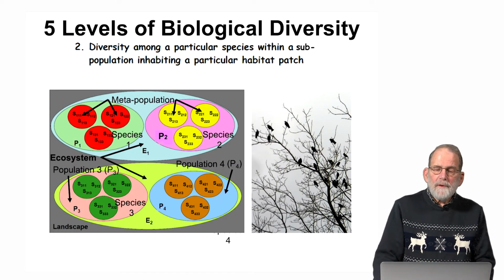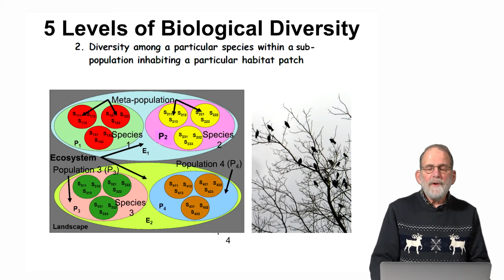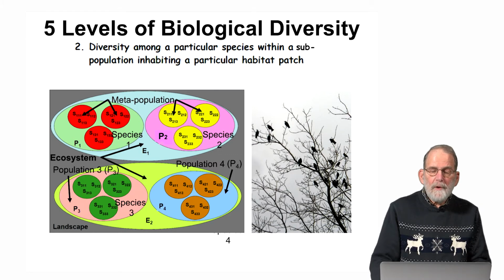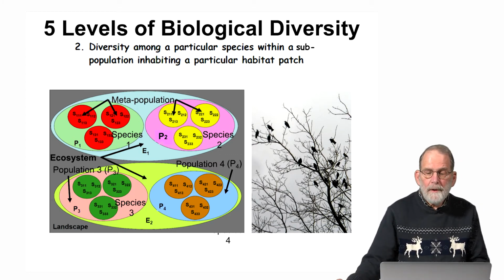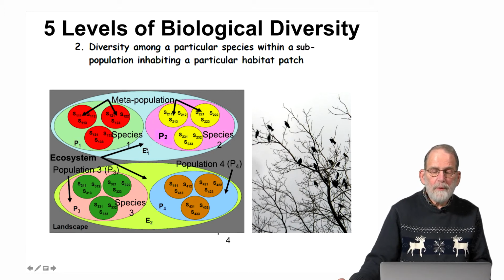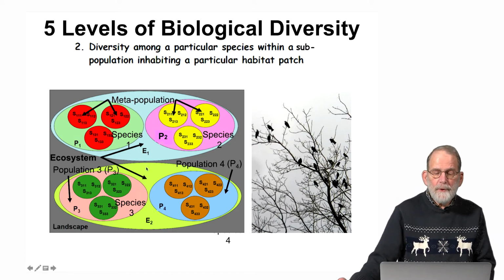Another level of biological diversity is the diversity among particular species within a subpopulation inhabiting a particular habitat patch. This is a complicated phrase that's better explained by looking at the diagram in the lower left. The gray rectangle represents conceptually the concept of landscape. Within landscape, we have two different ecosystems, ecosystem 1, the blue ecosystem, and ecosystem 2, the yellow ecosystem.